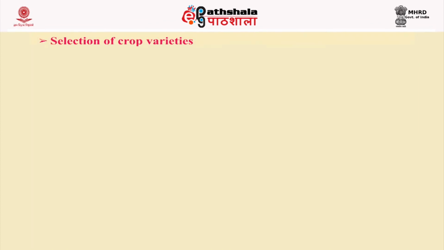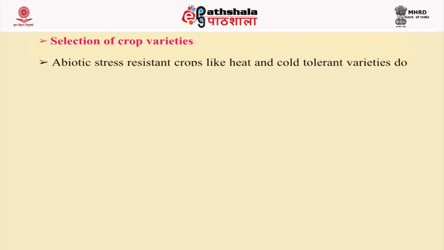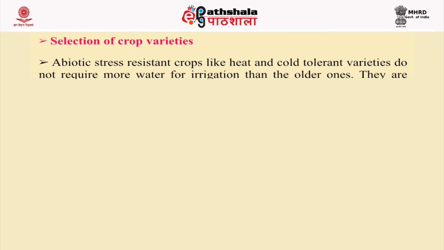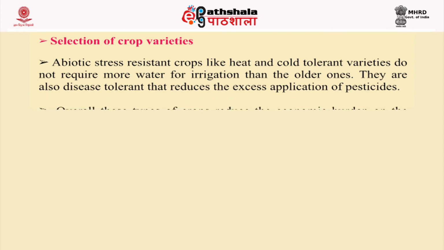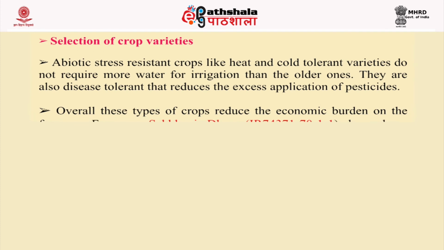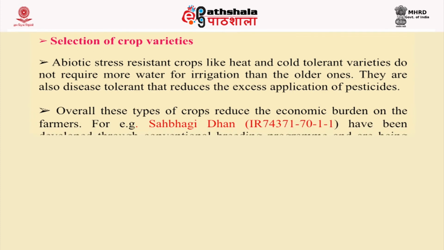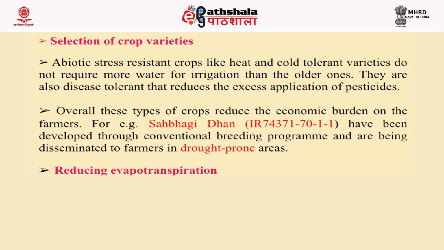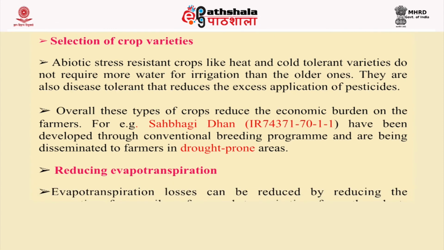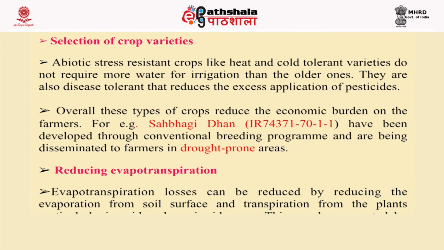Next option can be selection of crop varieties. Abiotic stress resistant crops, like heat and cold tolerant varieties, do not require more water for irrigation than the older varieties. They are also disease tolerant, which reduces the excess application of pesticides. Overall, these types of crops reduce the economic burden on the farmers. For example, Sahbhagi Dhan varieties have been developed through conventional breeding programs and are being disseminated to farmers in drought prone areas.